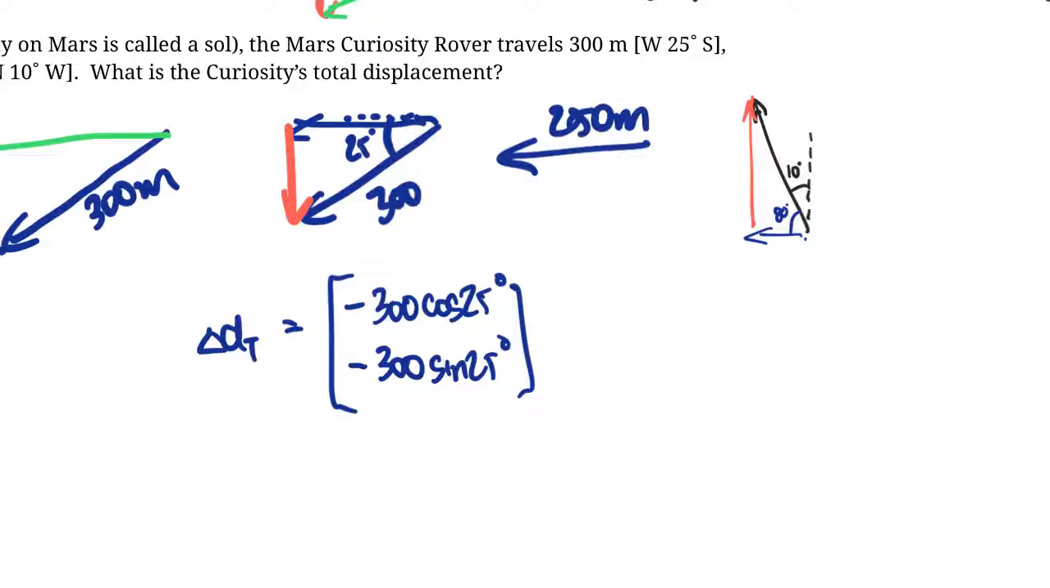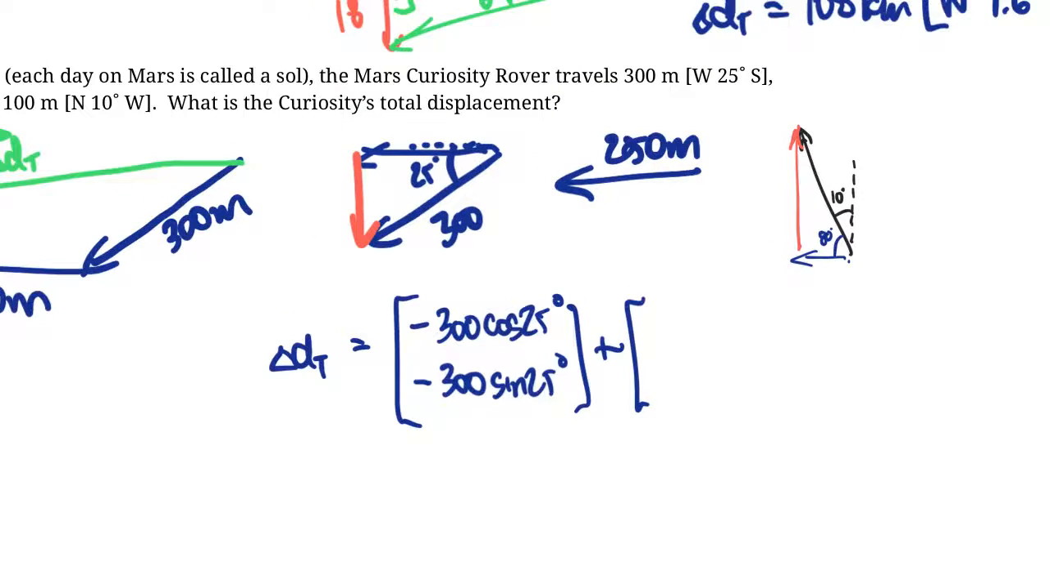Okay? So that's our first x and y component. Our second x and y component, we're going to add to this. The x and y component of the second vector is just 250 meters to the left, or negative 250. The y component is 0.